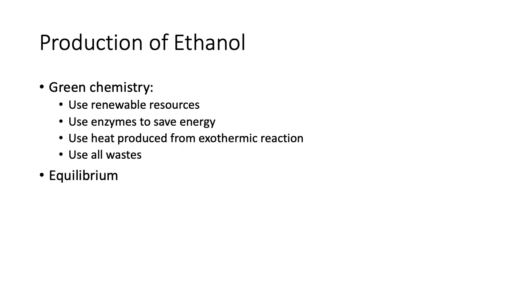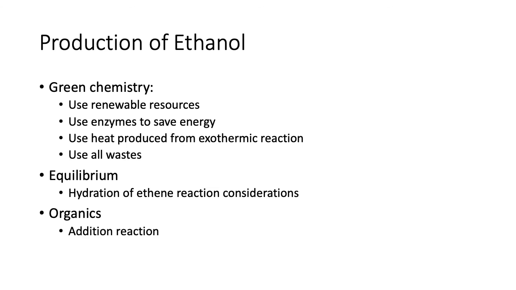We have some equilibrium considerations with the hydration of ethene. And you have your organics ideas, the fact that you're actually making an alcohol, what that alcohol could be turned into, and testing the purity of it using IR if you have to. Those are the ideas that you can link to the production of ethanol.